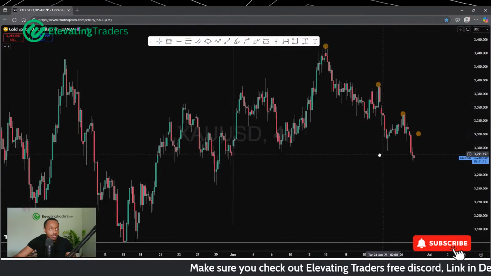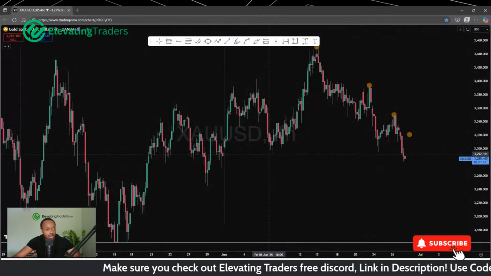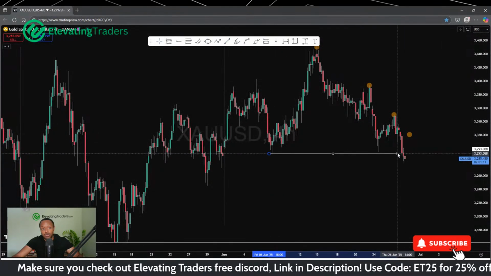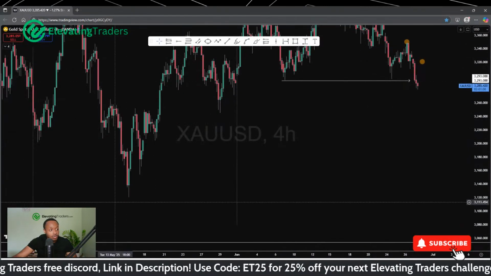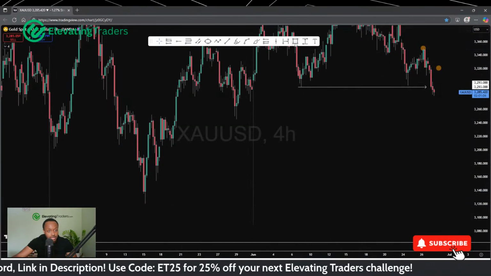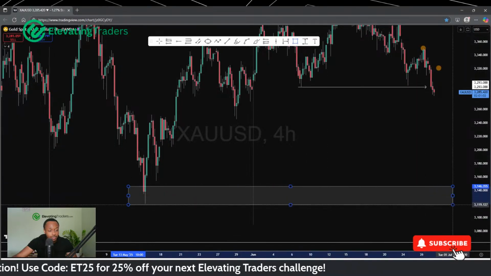It looks like support to our left is starting to break, which is the key thing I said we shouldn't do for gold. If support does break here, that could open up the door for gold to drop all the way back to these lows here at 3140, 3150.